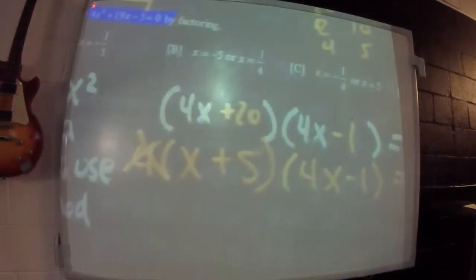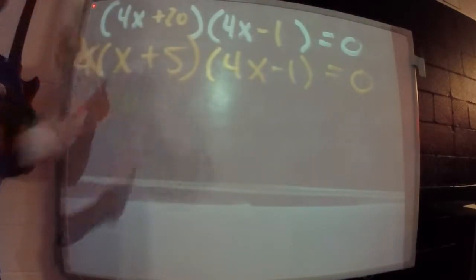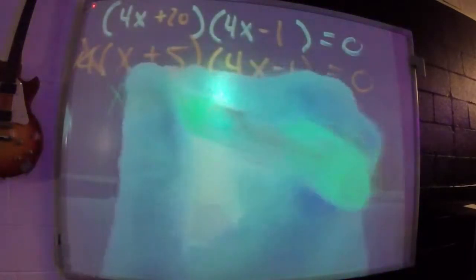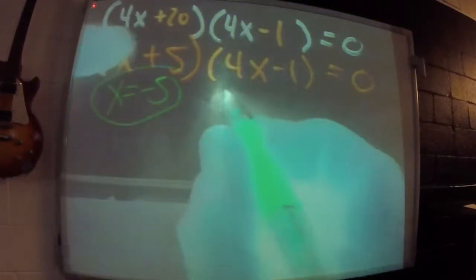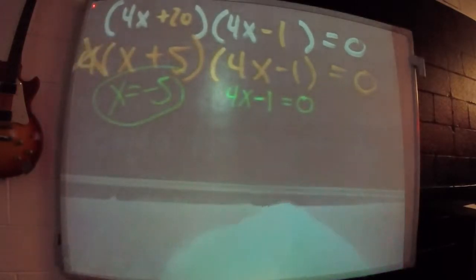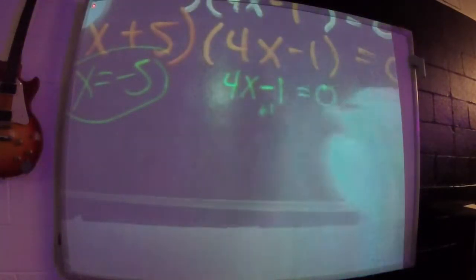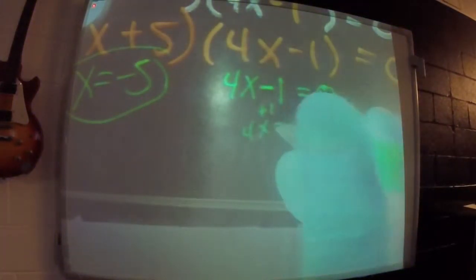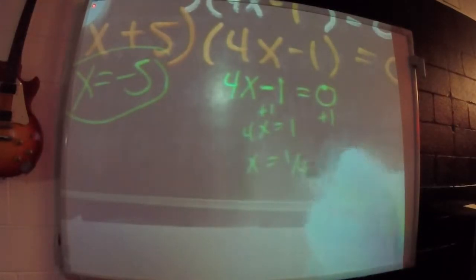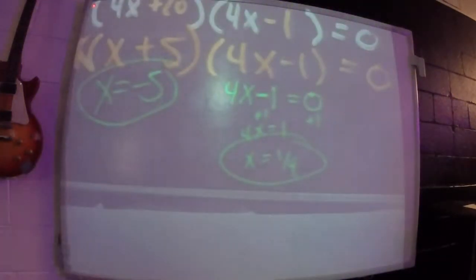And now, I have my binomials. I want to set each one equal to 0. The first one's going to be a piece of cake. This is going to make x equal what? Negative 5. That's one answer. The other one you might want to work out. I'm going to say 1/4. Yeah, positive 1/4. You are right. It is 4x is 1, so x is 1/4. And there's your answers: -5 or positive 1/4.